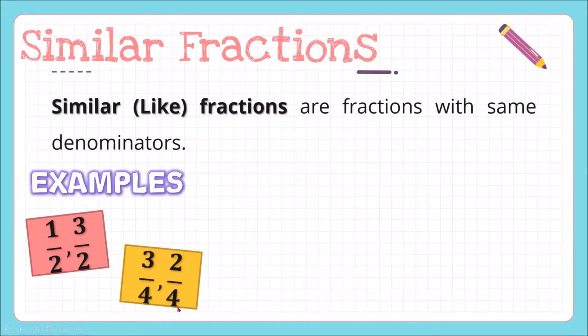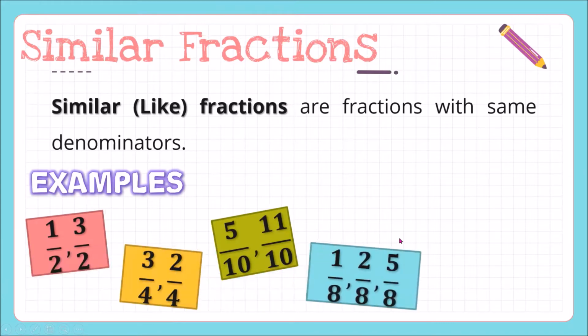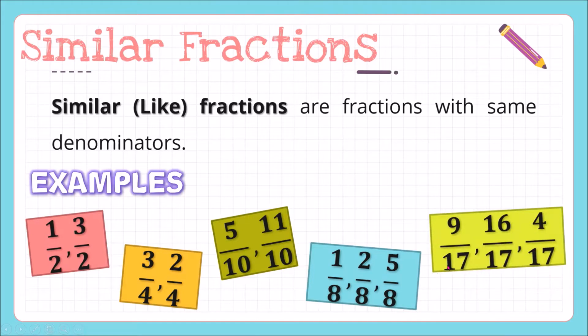3/4 and 2/4. Common denominator is 4. 5 over 10 and 11 over 10. Common denominator is 10. 1/8, 2/8, and 5/8. Our common denominator is 8. And then the last one, we have 9 over 17, 6 over 17, and 4 over 17. The common denominator is 17.